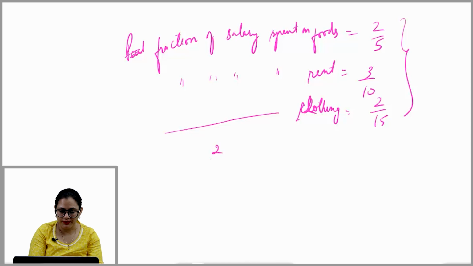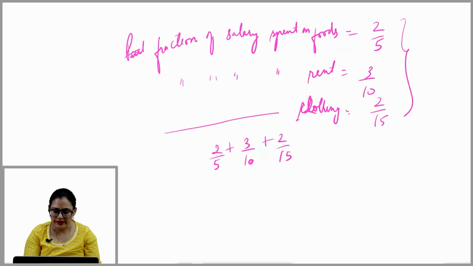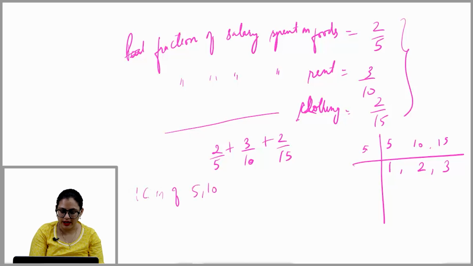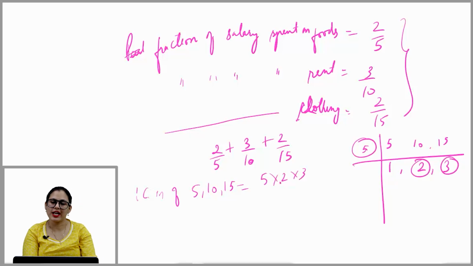2 by 5 plus 3 by 10 plus 2 by 15. Denominators are not the same. So what will we do? We will take the LCM of 5, 10 and 15. 5 1s are 5, 5 2s are 10, 5 3s are 15. So the LCM of 5, 10 and 15 is 5 into 2 into 3. 5 2s are 10 and 10 3s are 30. So the LCM is 30.